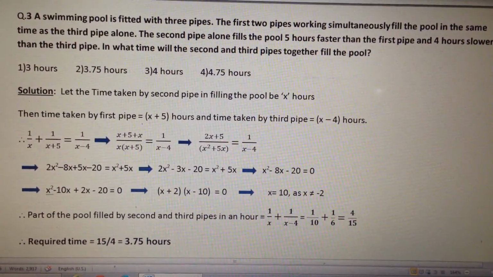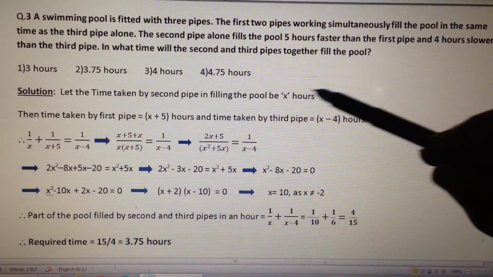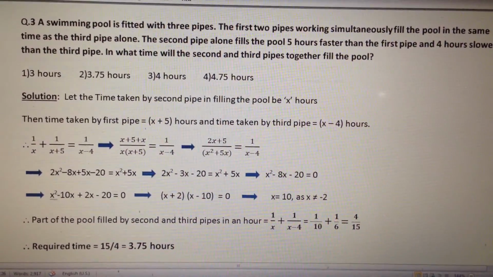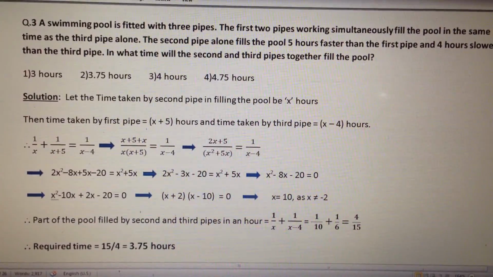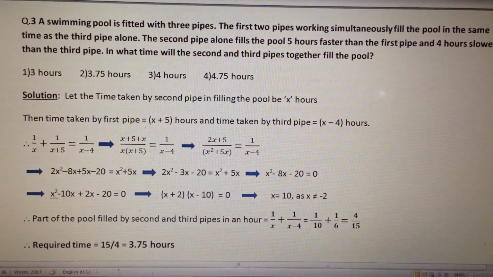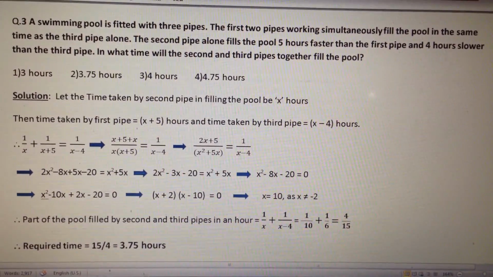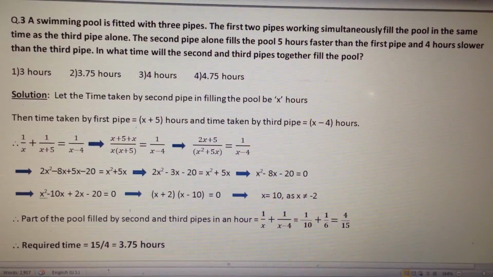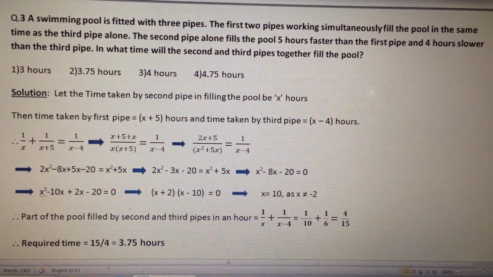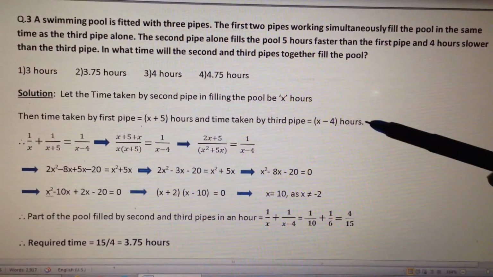Now let us assume that the time taken by the second pipe in filling the pool be X hours. It is given that the second pipe fills the pool 5 hours faster than the first pipe, so the time taken by the first pipe is equal to X plus 5 hours. It is also given that the second pipe is 4 hours slower than the third pipe, so time taken by the third pipe is equal to X minus 4 hours.